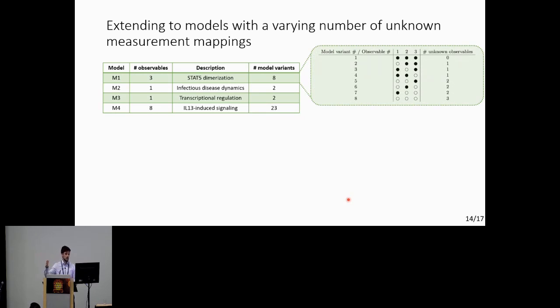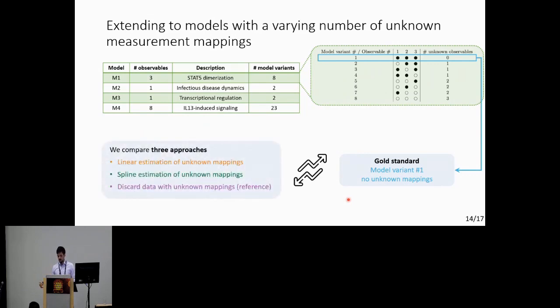So in the first model variant, all measurement mappings are known. And this is the gold standard, right? This is the completely known model that is going to perform the best. And then we have the first unknown, the second unknown, the third unknown, and so on, right? And we expect that the performance then decreases as we remove this prior information of what the measurement mappings are. And then we compare 3 approaches. Again, we have the linear estimation, the competing approach, let's say. We have spline estimation, so our approach.